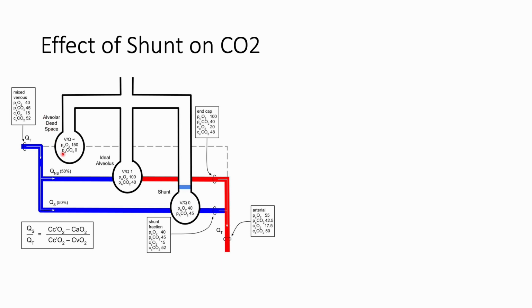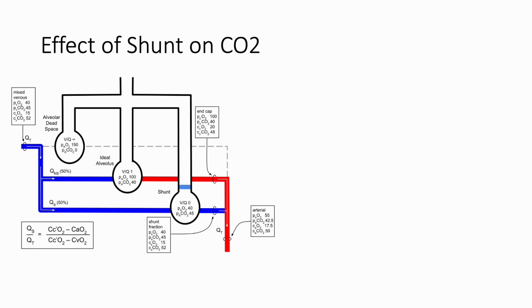If we take an example of a 50% shunt and work through the numbers, we can see that the arterial PO2 has dropped from an expected value of 100 down to 55. But the same shunt has only increased the arterial PCO2 from an expected value of 40 up to 42.5. So why has this shunt caused a reduction in PaO2 of 45 but only increased the PCO2 by 2.5?